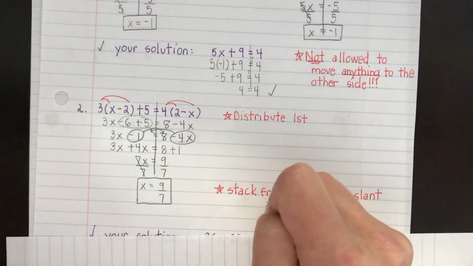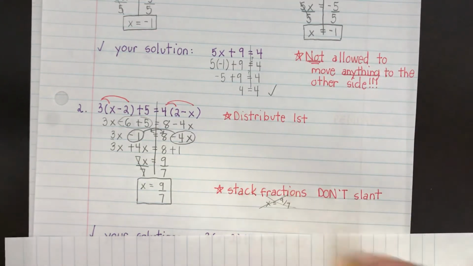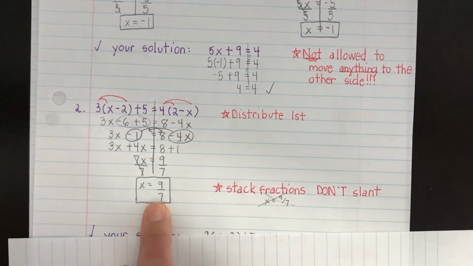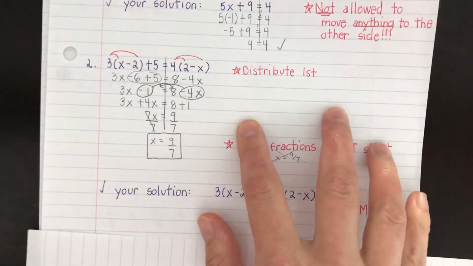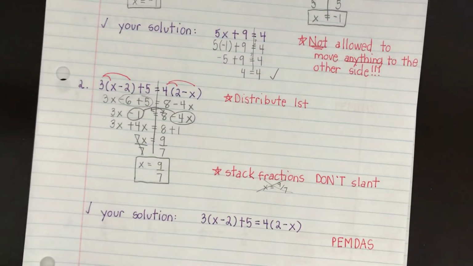So if you write this, x equals 9/7, and you get used to that, it's not going to work when we get to the larger numbers because it won't be mathematically correct. So never do that, always do this, okay? So now let's check our solution for this one. So what have I done?